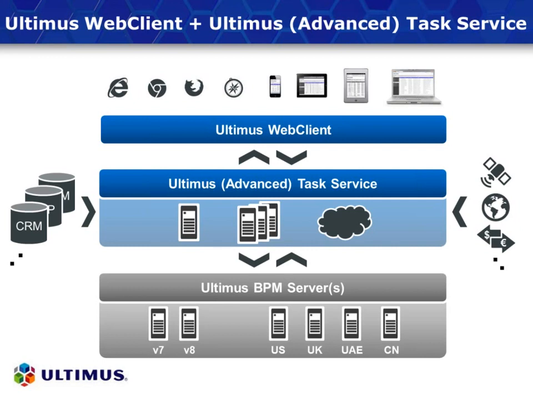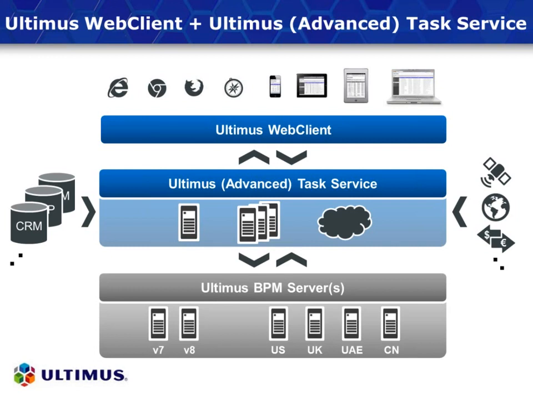Another great advantage of the Ultimus Task Service architecture is that you can consume information from different BPM servers. That means either different equivalent BPM servers, different versions of the Ultimus BPM server, so version 7, version 8, or even different physical or virtual locations of the BPM server, and display every task in a single unified task list.